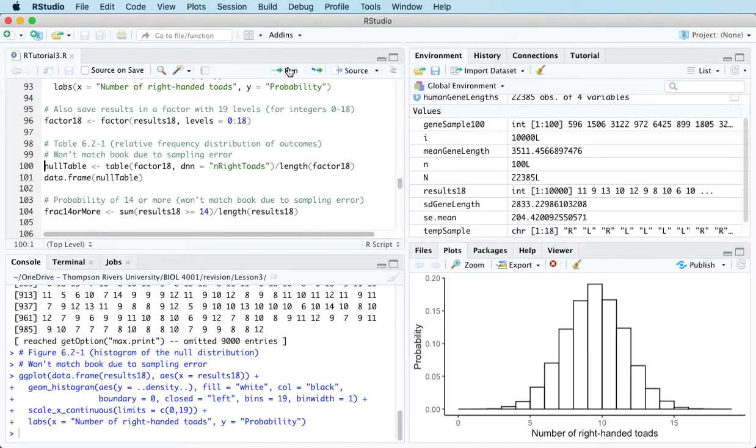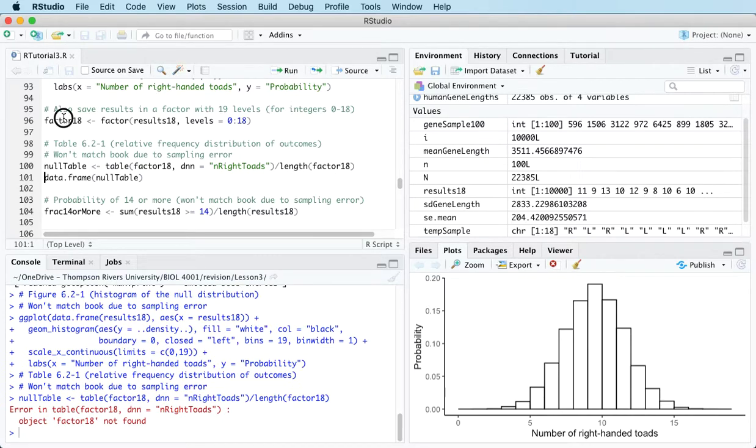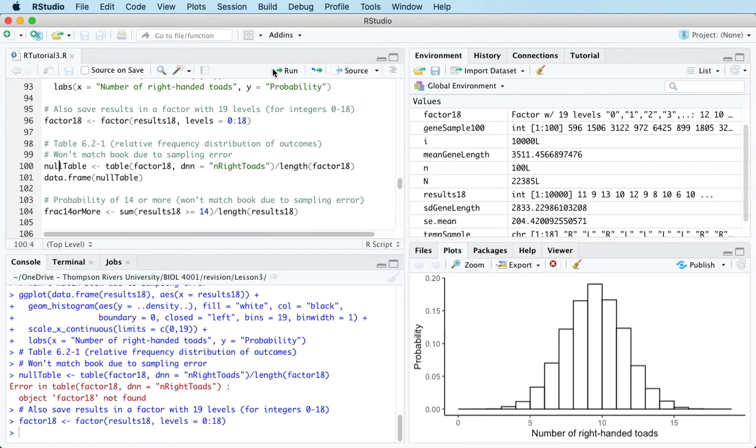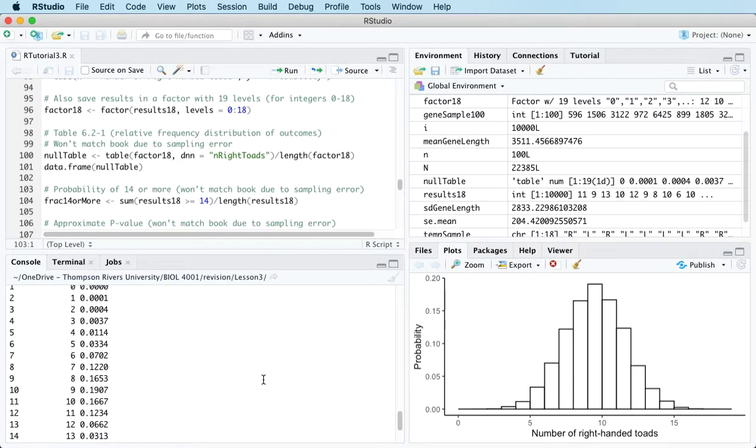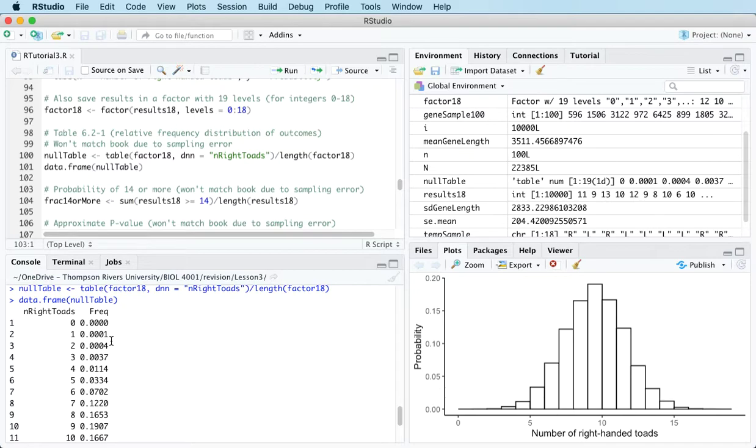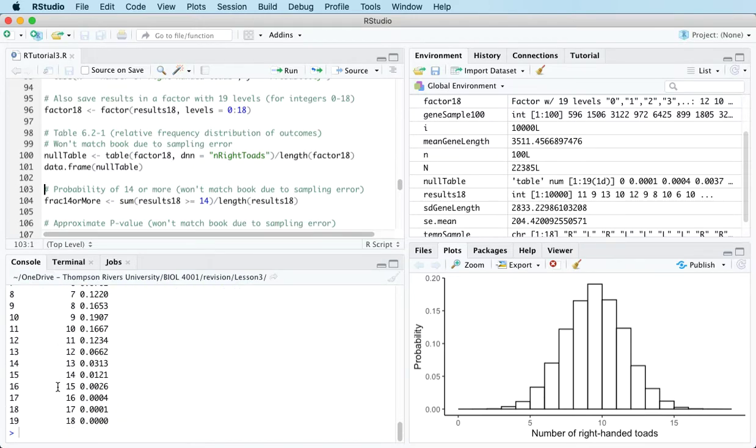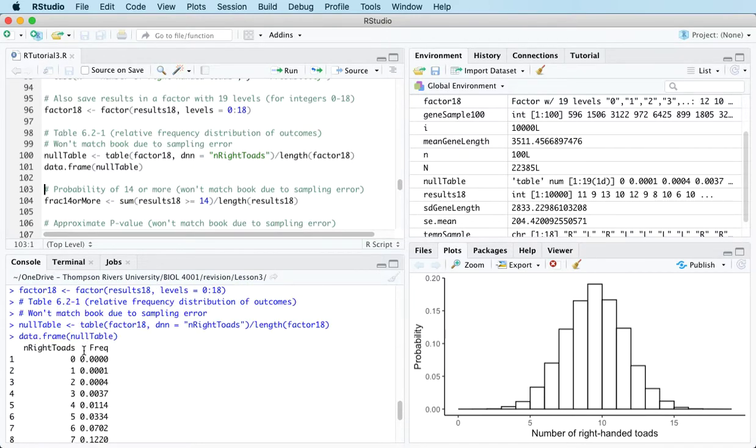And so we could tabulate that. If I turn it into a factor first, and then I'll tabulate it. Okay, and what I've done is I've calculated the relative frequency for each category. So I've got the number of right-handed toads in this column of the table going from 0 up to 18, and then this frequency is the relative frequency out of the 10,000 samples of samples where we had 0 toads. There weren't any samples with 0 right-handed toads.